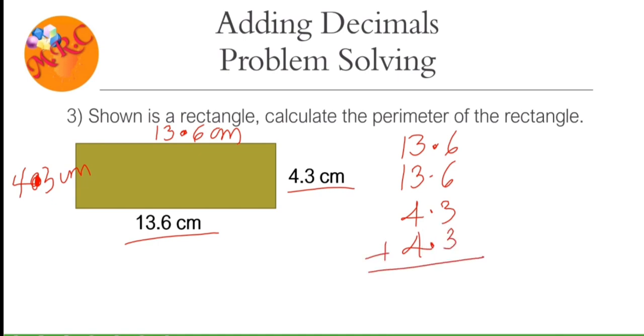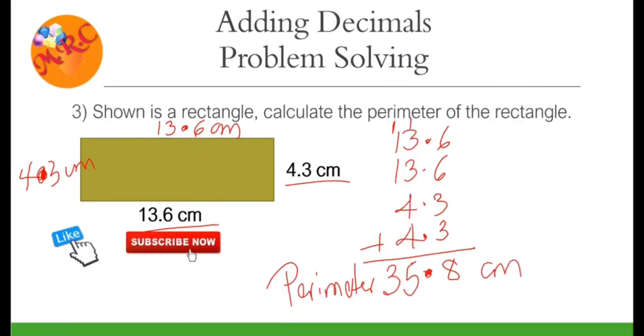Adding those, I get 3 plus 3, which is 6 plus 6, 12 plus 6, which is 18. So write down my 8, put down my decimal point, carry my 1. Now I go with 4 plus 4, which is 8, plus 3, which is 11, 11 plus 3, which is 14, plus 1, which is 15. Write down my 5, carry my 1, and then 1 plus 1 plus 1, which is 3. So it's 35.8. Okay, good. Now we have found our perimeter for this question. Let's move to our next question.